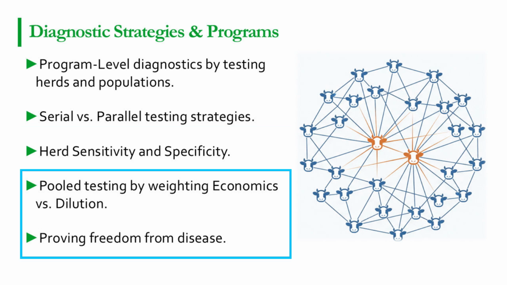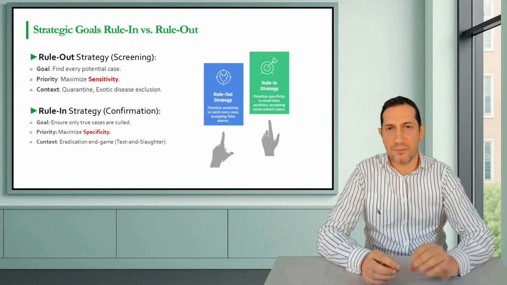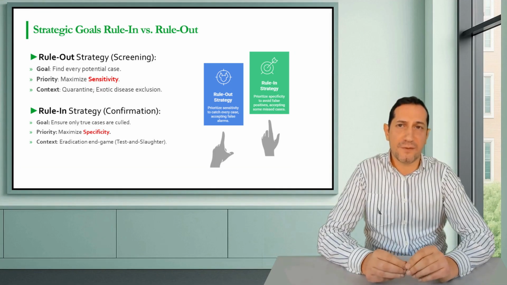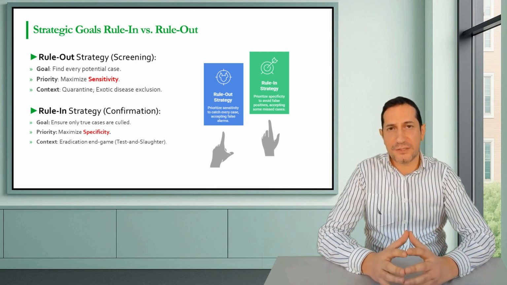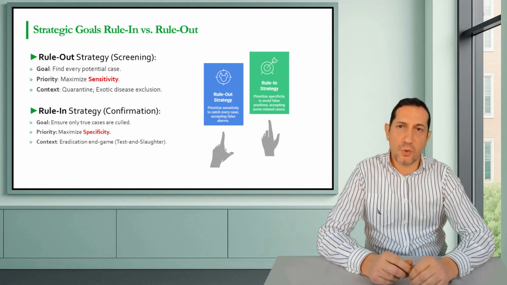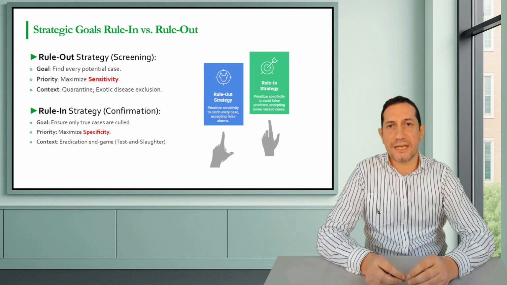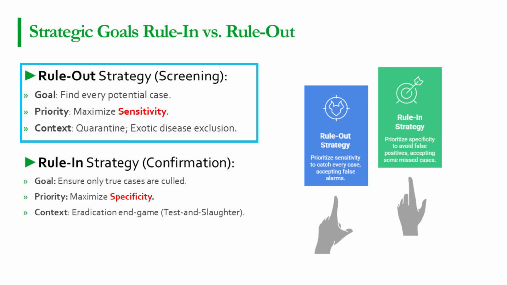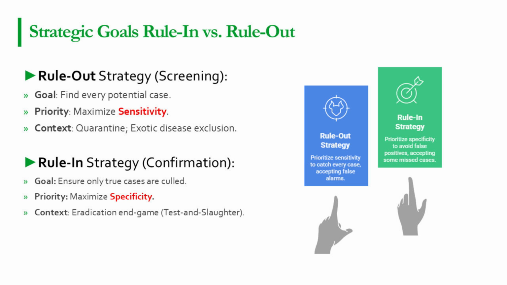Finally, we will cover the economics of pooled testing and the math required to certify a zone as free from disease. Before designing a program, you must define your goal. Are you screening for a disease introduction? If so, you need a rule-out strategy. Your goal is to catch every single case. In this scenario, a false negative is a disaster that could spark an outbreak. Therefore, you prioritize sensitivity above all else, accepting that you will have some false alarms to sort out later.